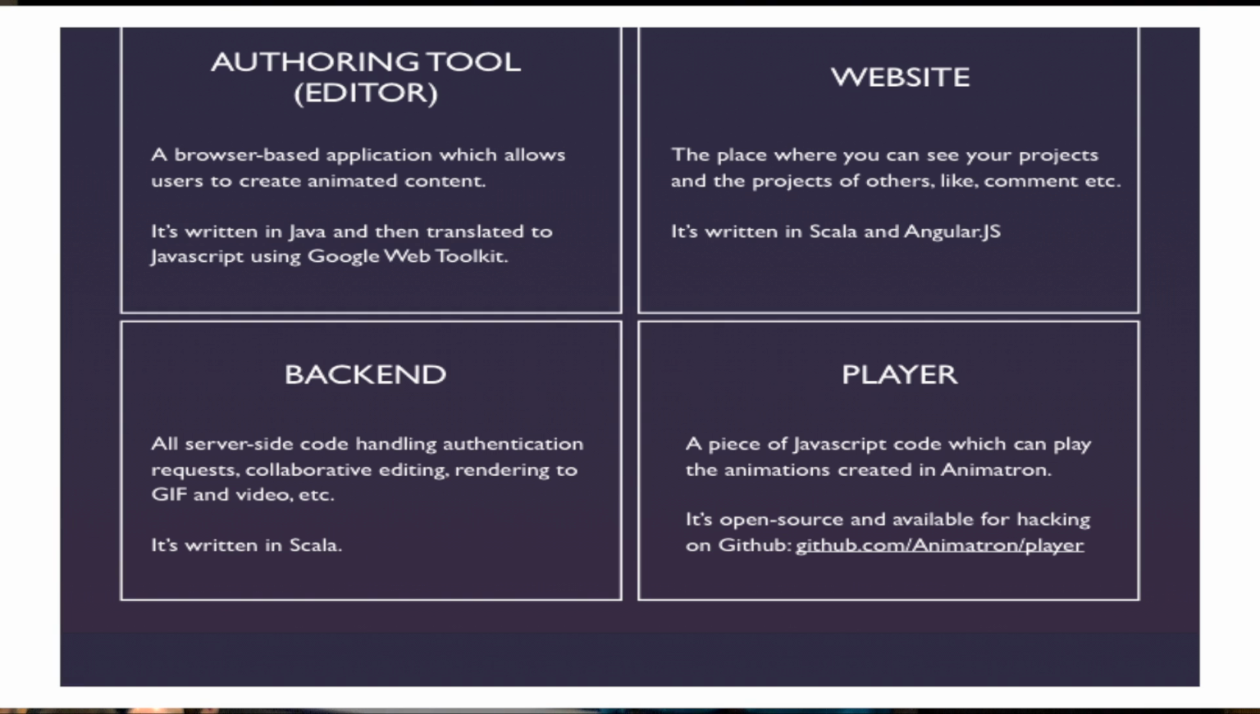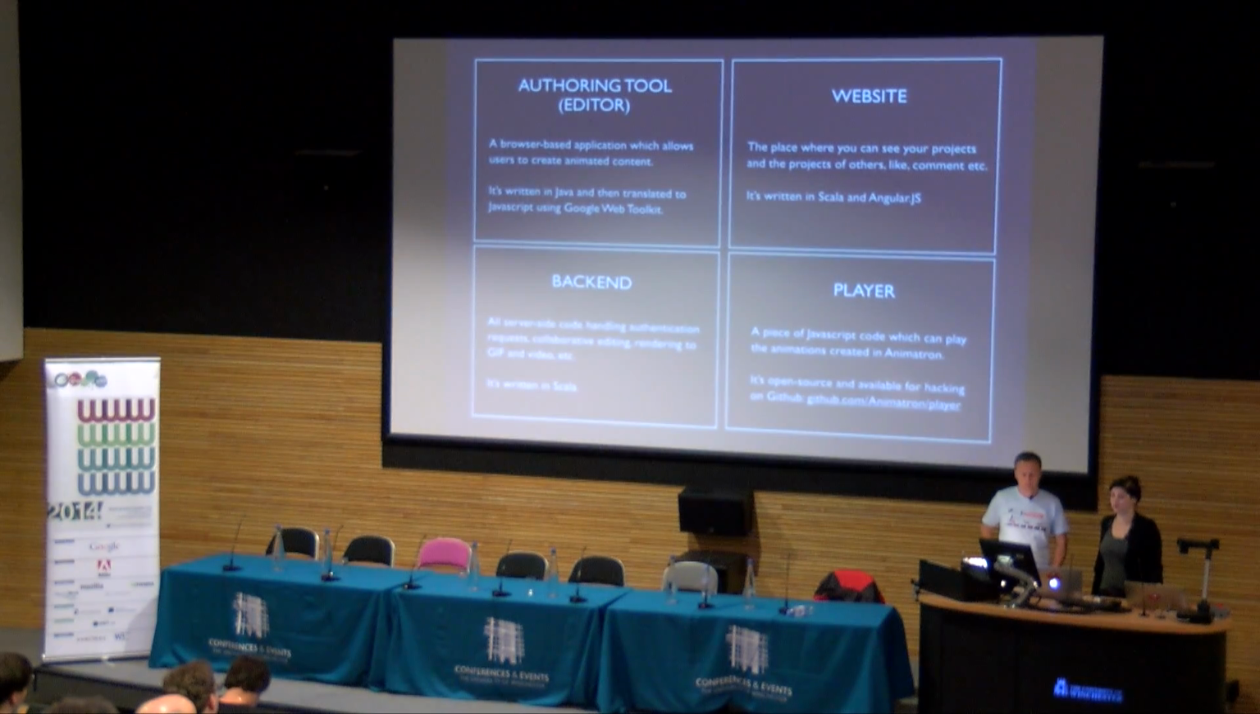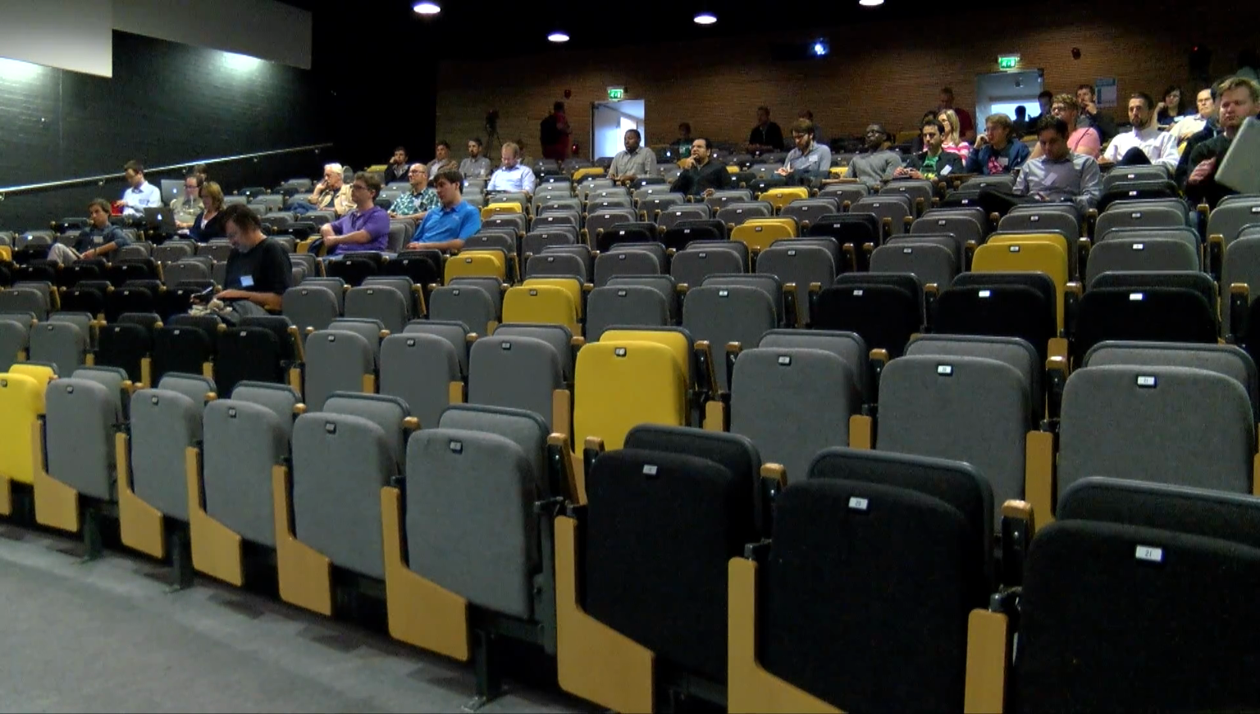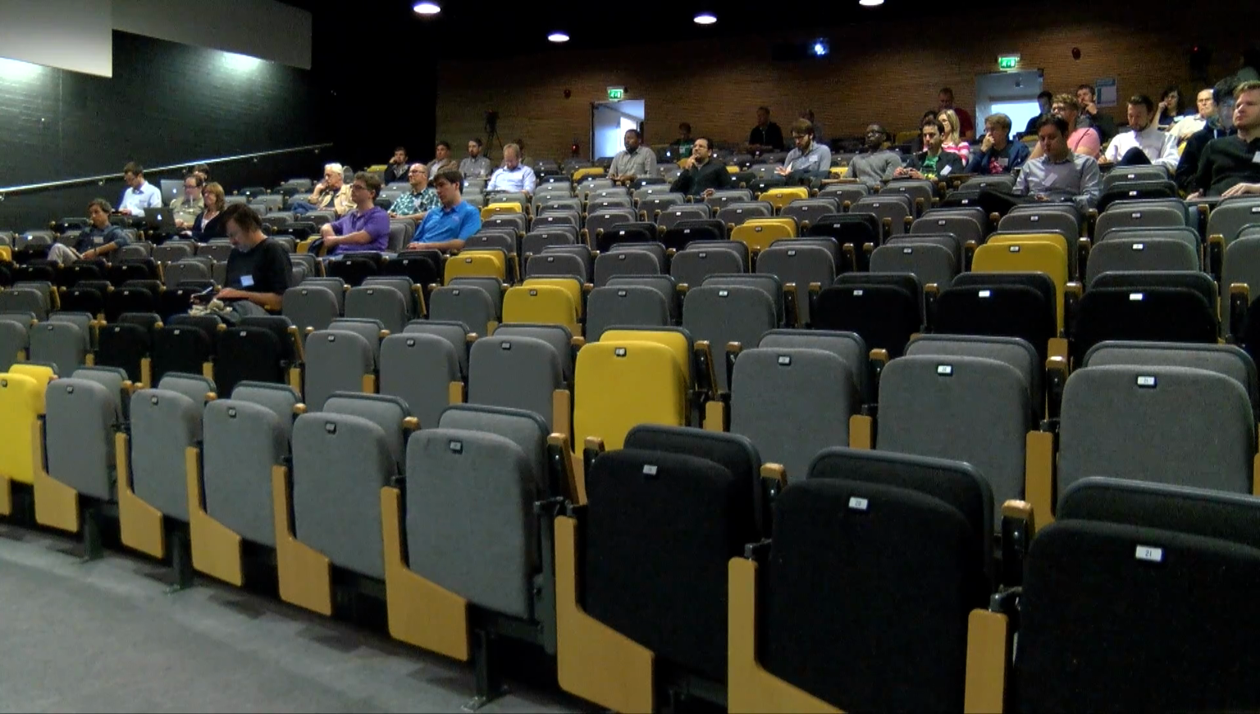Our player is a piece of JavaScript code that plays the animations created in Animatron. The player is open source and available for forking on GitHub. When we put the slides up later, the link is live so you guys can check it out. And finally, the website. The editor resides within the website, and the website is where you can see all of your projects, the projects of others. You can like and comment on projects, and the website's written in Scala and AngularJS.